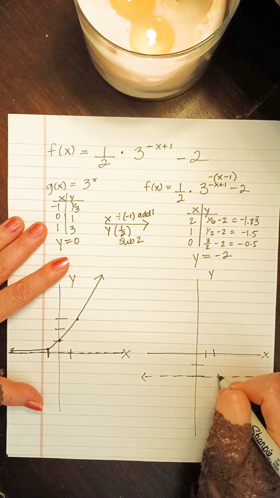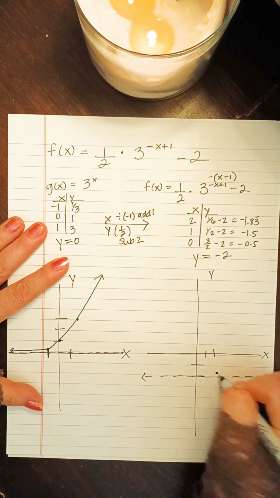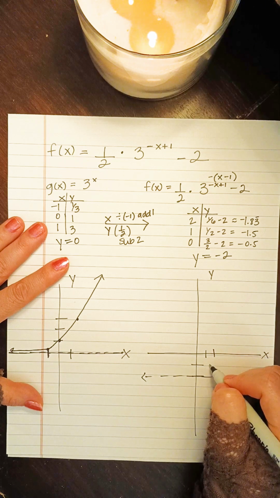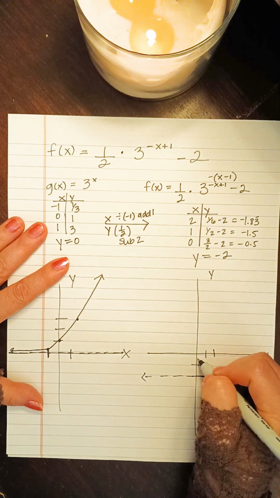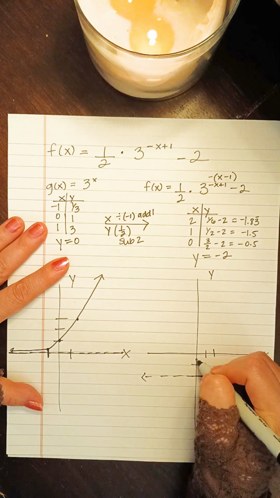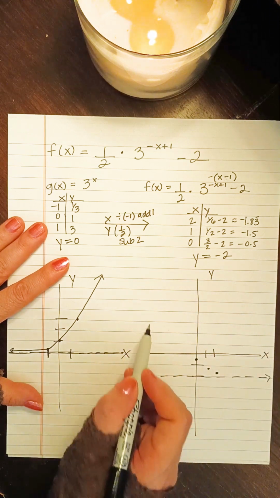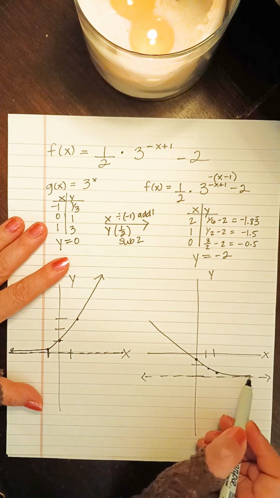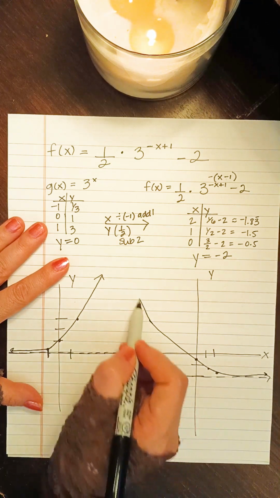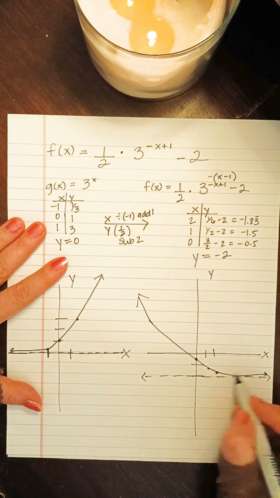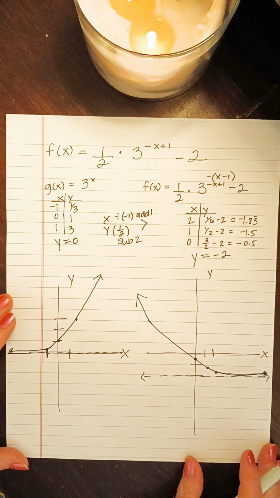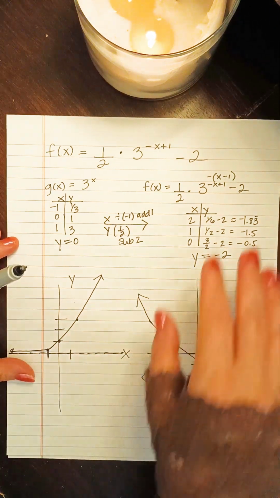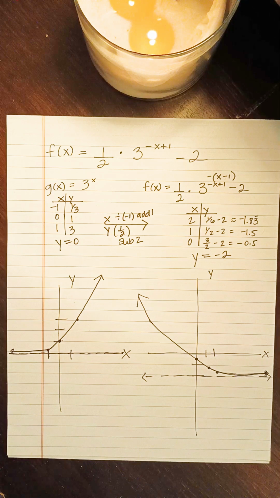So 2, so just like here, 1, negative 1.5. So it's here. And then 0, negative 0.5. And then this shape, and it just gets closer and closer, but it's not supposed to touch or cross, so it's kind of like that. And that's it. This is the answer right here. This is the graph of this function using transformations.